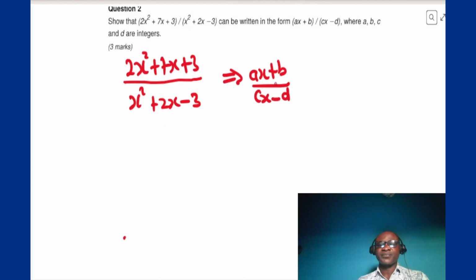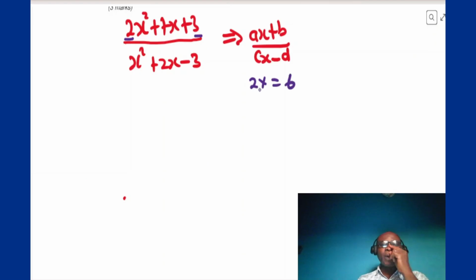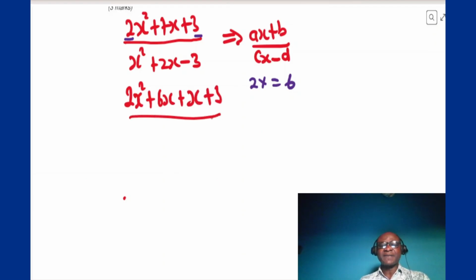Exactly the same method. Before I factorize the numerator, I am going to multiply 2 by 3 first, which gives me 6. I will look for two numbers that multiply to get 6 and add to get 7. That is 1 and 6. 1 times 6 is 6, and 1 plus 6 is 7. So I will write the numerator like this: 2x² + 6x + 1x, which is the same thing as x, plus 3.